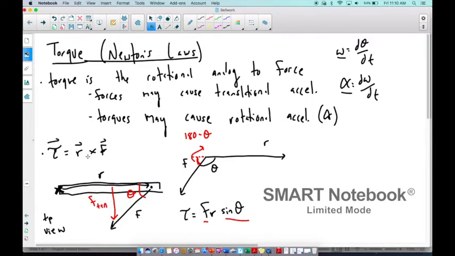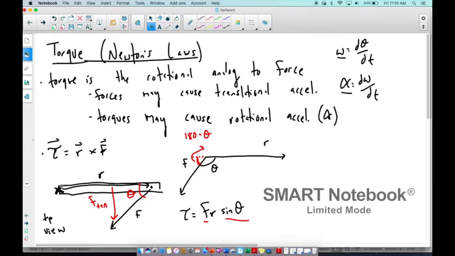There's a good reason for this. The reason is that torque will always lie along the axis of rotation. My axis of rotation right now, because this is a top view, is going into and out of the page, right? It's a three-dimensional axis coming into the page or out of the page at me. Torque will always lie along that.